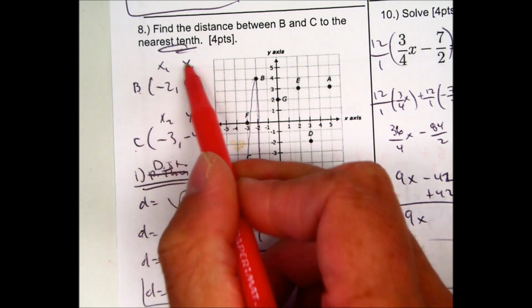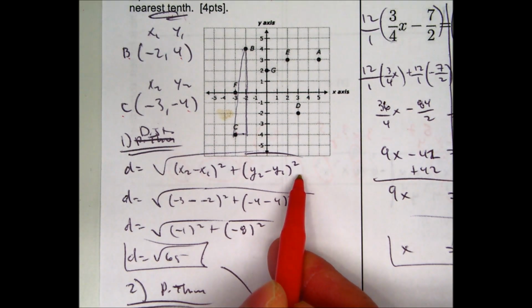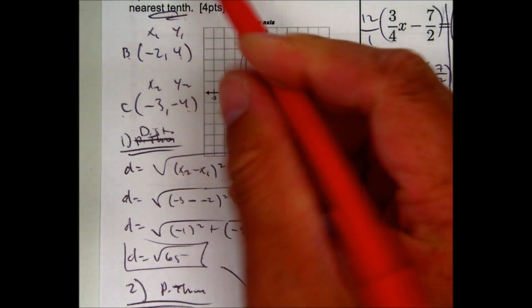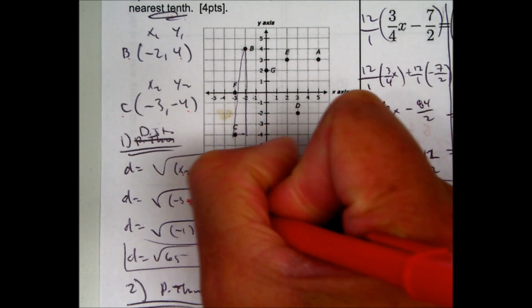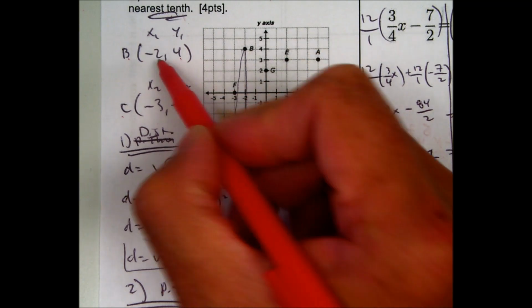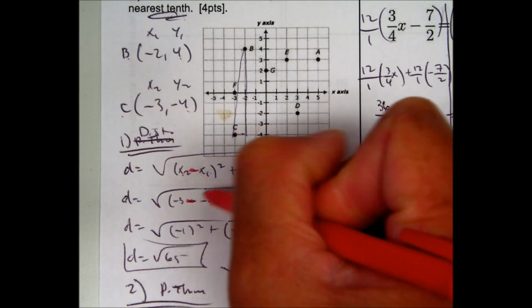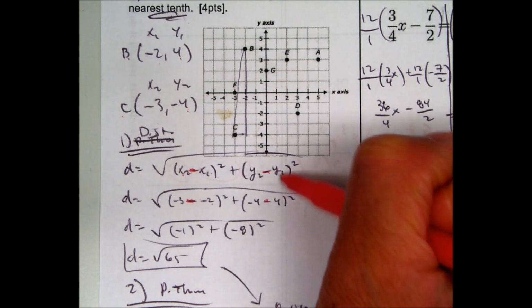Labeled my ordered pairs, x1, y1, x2, y2. Write down the distance formula. My x2 value is negative 3. This problem you have to pay attention that you leave this minus sign. x1 is negative 2. y2 is negative 4. And my y1 value is 4.